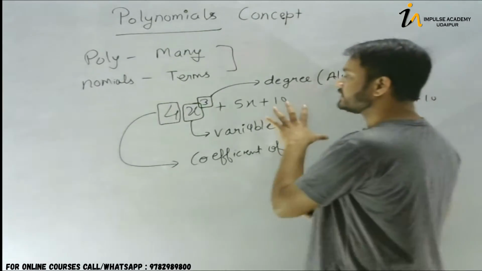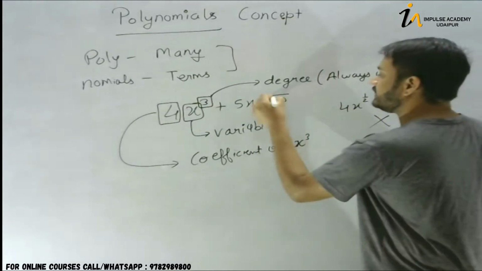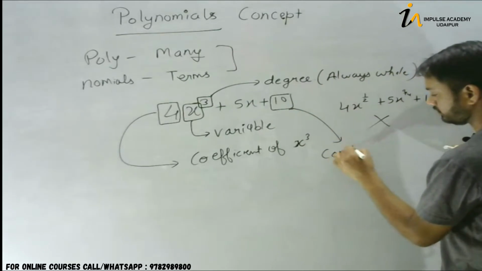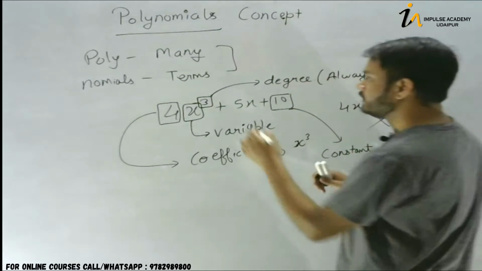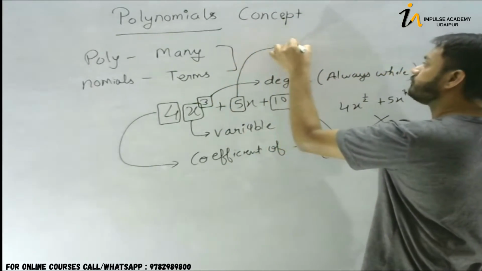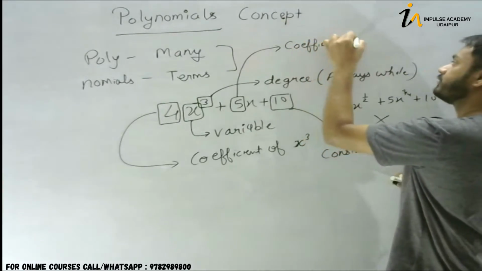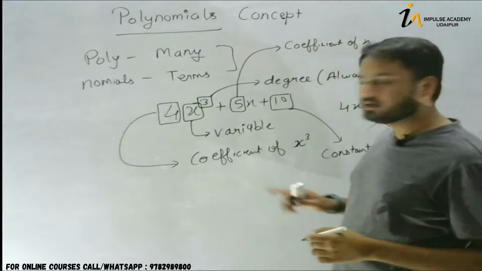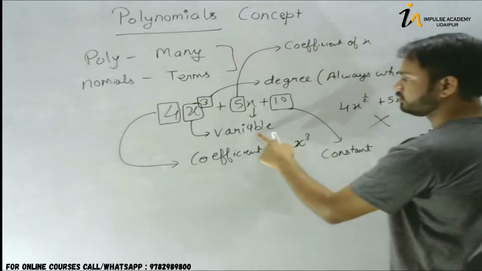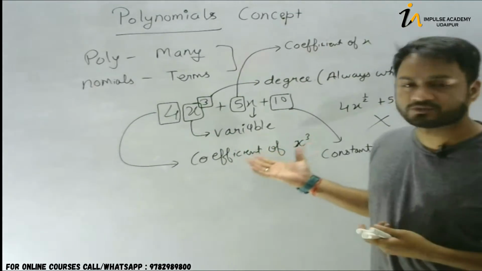So the basic concept is first you know about the constant. In this, 10 is the constant term. Now this 5 can be termed as the coefficient of x, and this x is also a variable. This is a simple terminology of an algebraic expression.